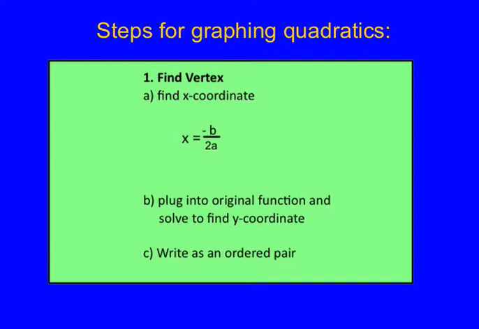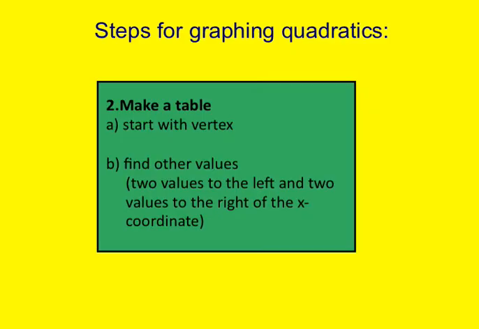For part B, you're going to plug into the original function and solve to find the y-coordinate of your vertex. Remember, your vertex is always a point, x, y. Then you are going to write it as an ordered pair, first x, then y. Next, what we want to do is graph it. We're going to make a table.